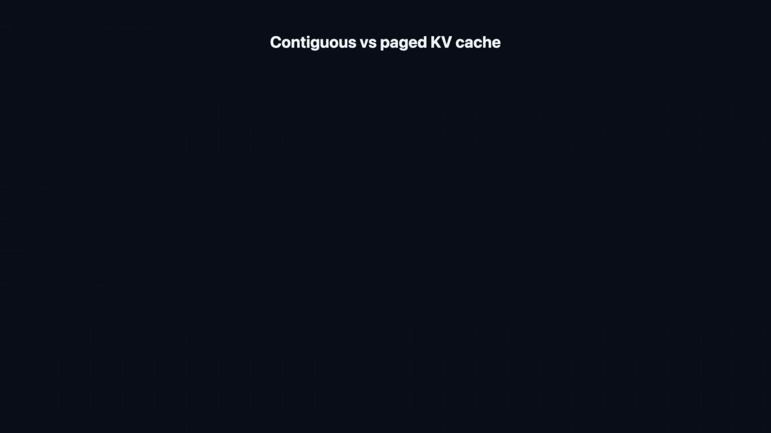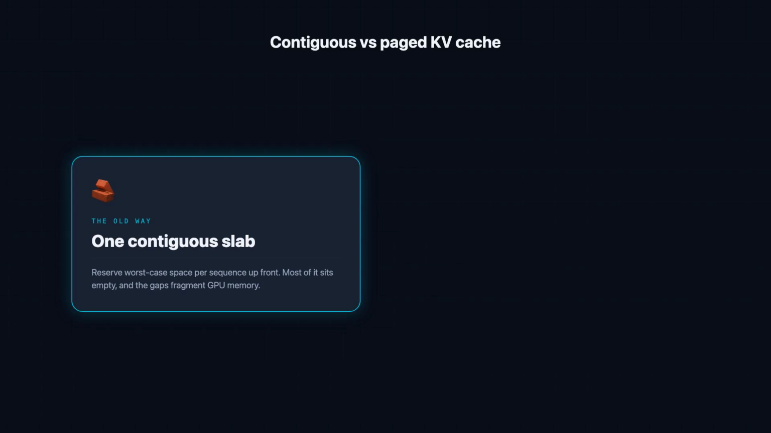Start with the problem, because the fix only makes sense once you see the waste. Traditionally, the cache for each sequence has to live in one contiguous block. Since you rarely know how long a reply will be, the server reserves space for the worst case up front. Most of that reserved room sits empty, and the leftover gaps between blocks fragment memory so badly that a lot of your GPU is just paying for air.